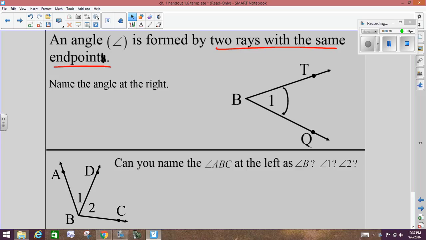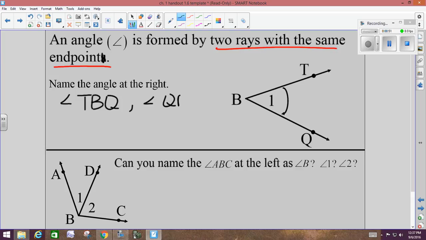Naming the angle there I have at the right, there are 4 different names you could give it. I think one of them is already on your paper. They give you angle TBQ, right? Okay. Another name, angle QBT. I can go the other way around. When you use 3 letters, you have to make sure that the vertex, that's that endpoint that they share, is in the middle. When you name an angle with 3 letters, the vertex always has to be in the middle.